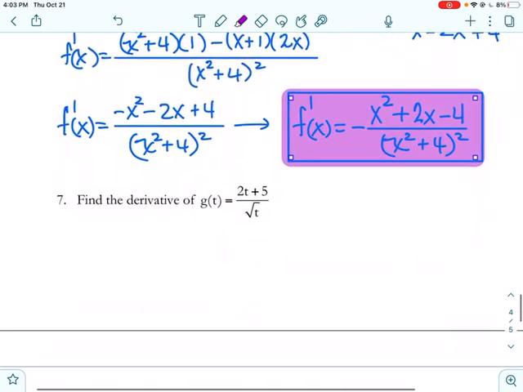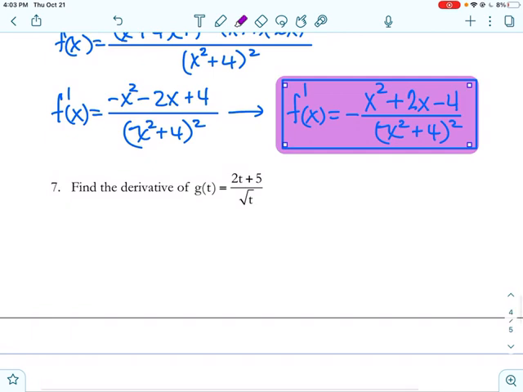So the last one, the reason why I wanted to show you, we're going to use product rule with this, and I'll show you how we're going to do this. So g of x in this case, g of t is equal to 2t plus 5. And that would be over t to the 1/2 power, right? Let me move this up a little bit.